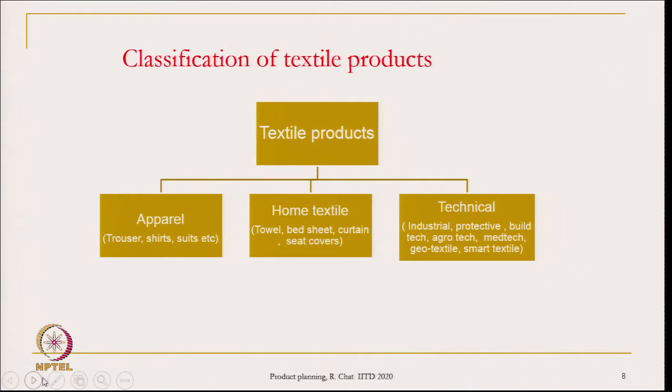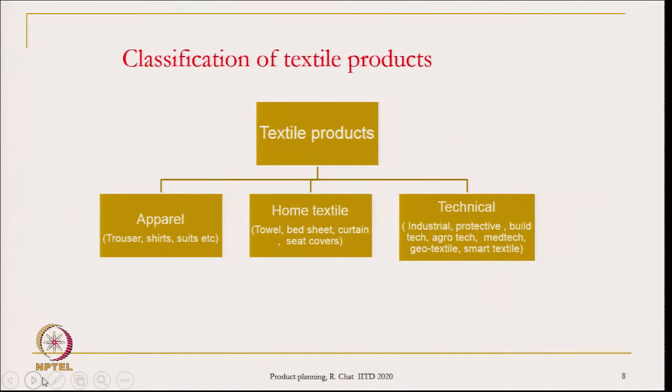Then we find home textile products like towel, bed sheet, curtain, seat covers, and carpets also we can include. There are so many home textile products that you use, and we can classify them into a home textile category. And the third category is the technical textile products.